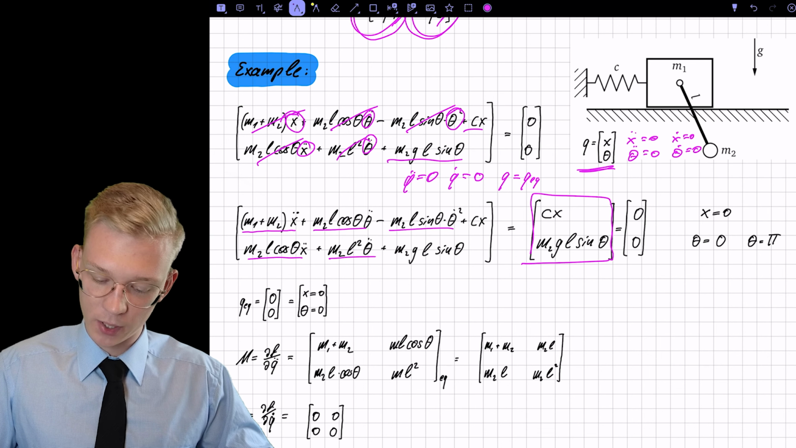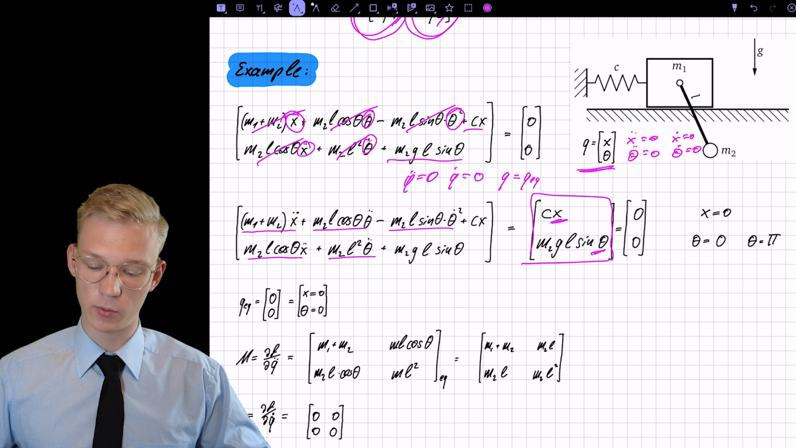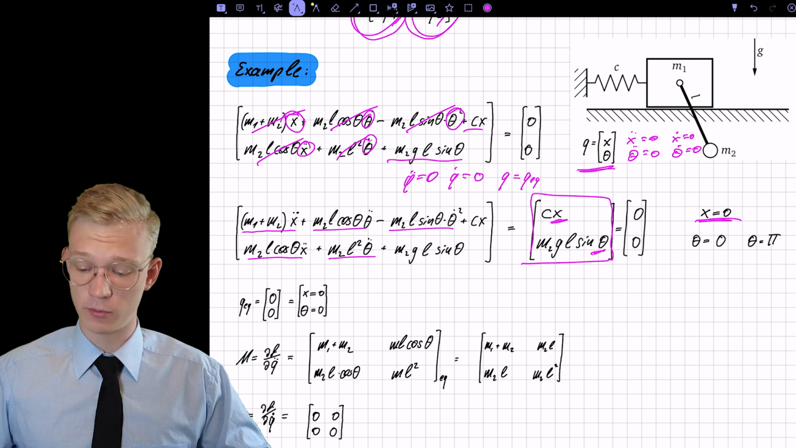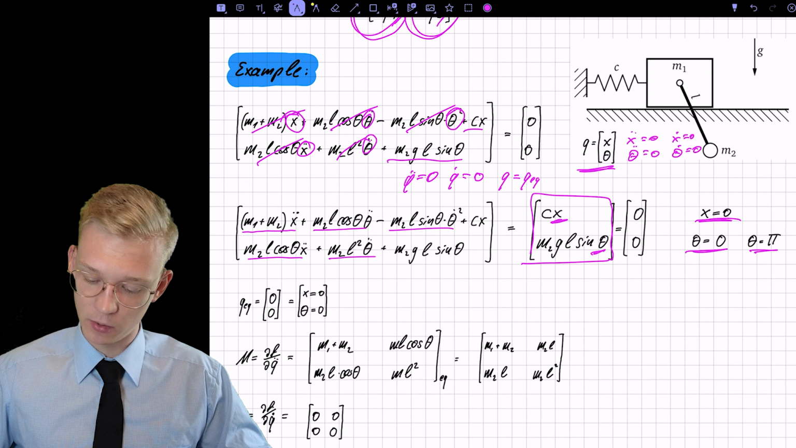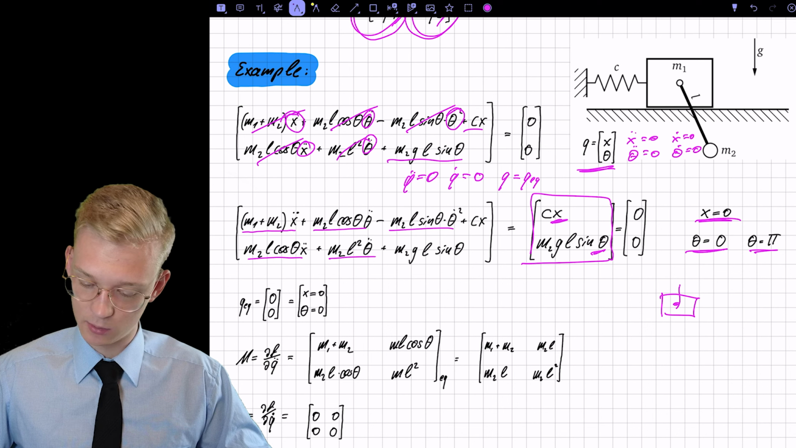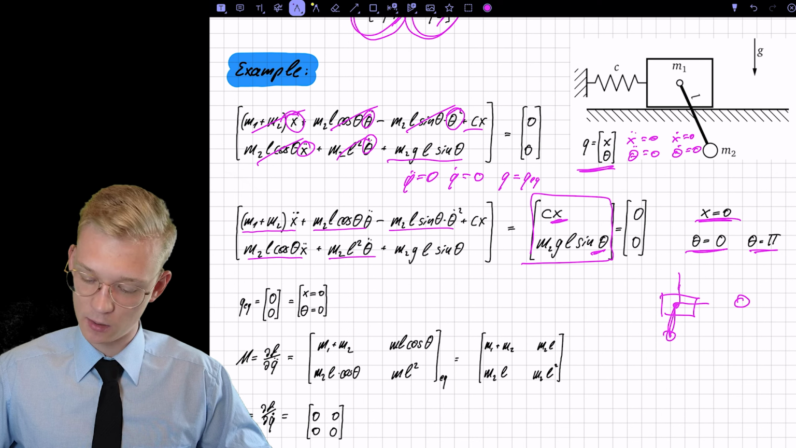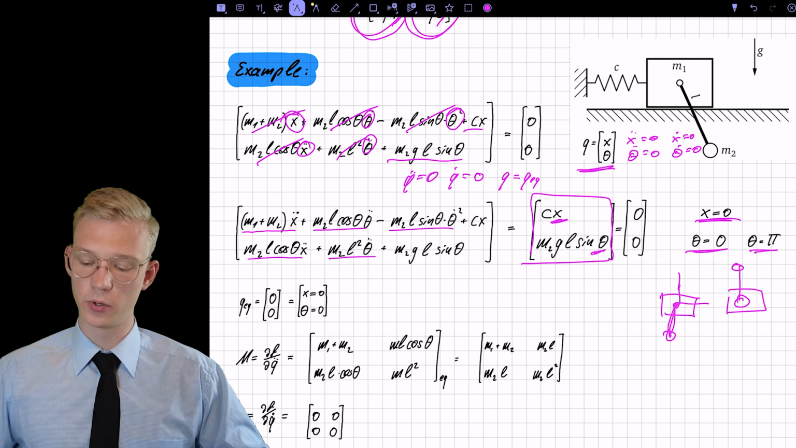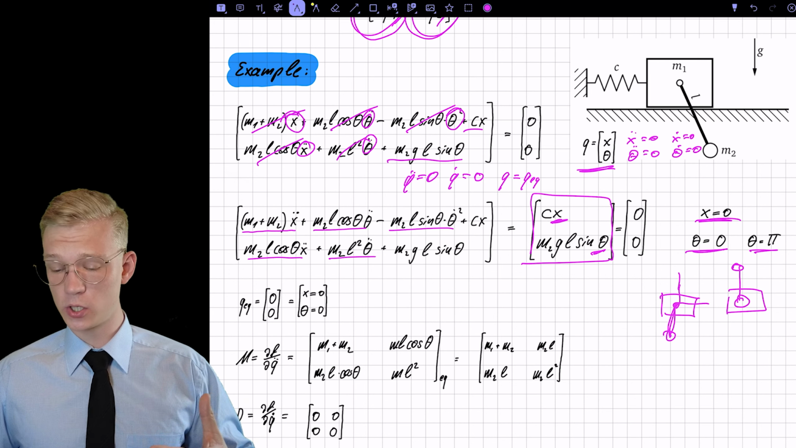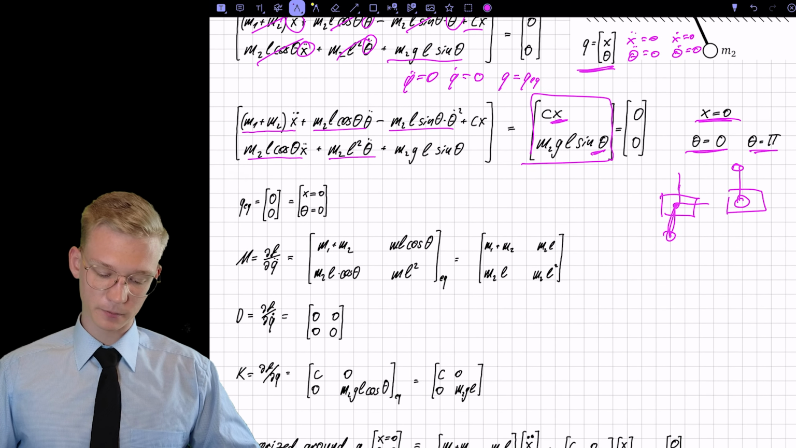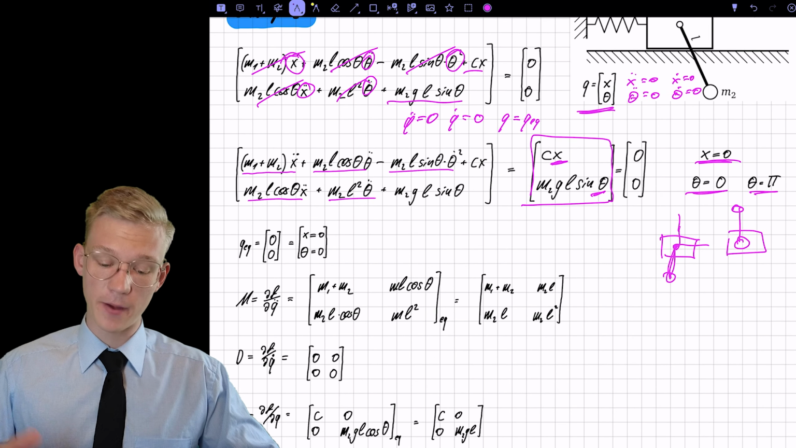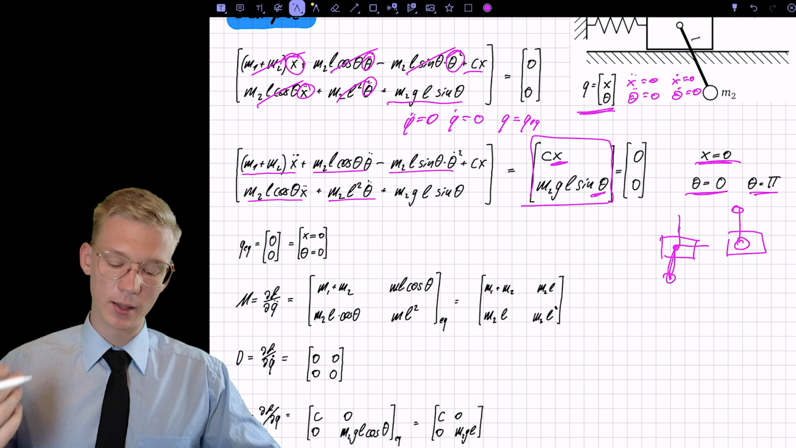Based on that, we can now find x equilibrium and theta equilibrium. For x, we have an equilibrium at 0, and for theta, we have one at 0 and one at pi. If we draw it, we have the mass that is not moving, so it's right at the origin. One time the pendulum is pointing downwards, and the other time the pendulum is pointing upwards. We already have an intuition which position is stable and which is not, but we will cover that in another video.